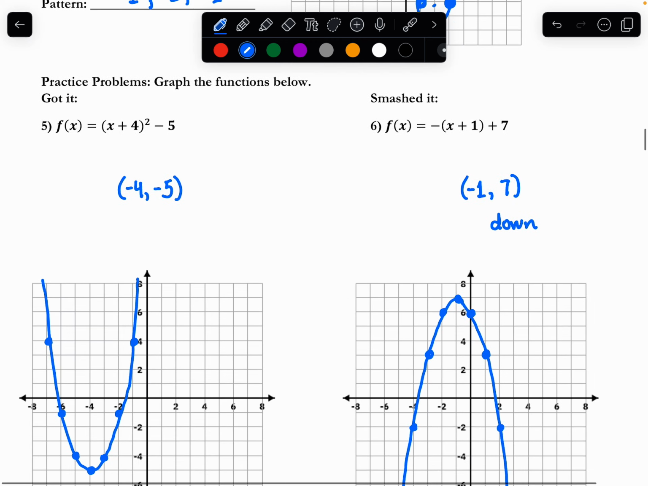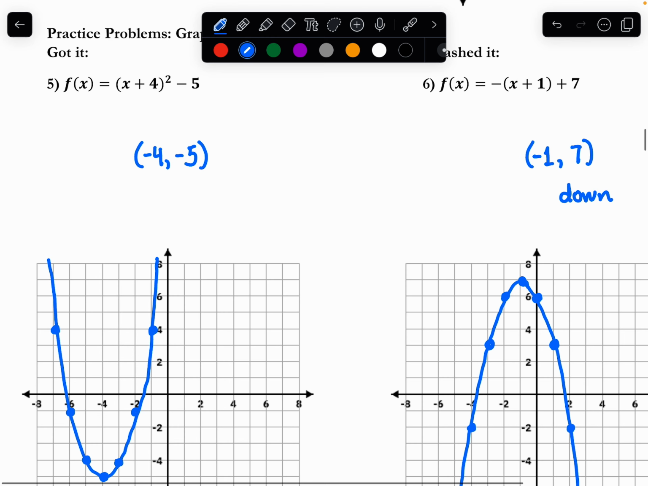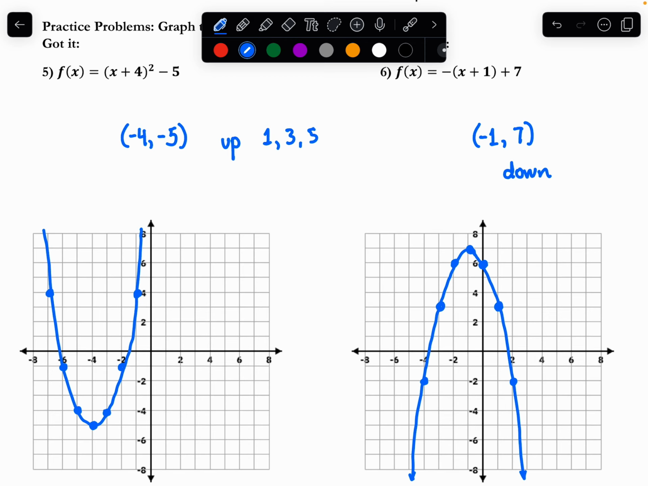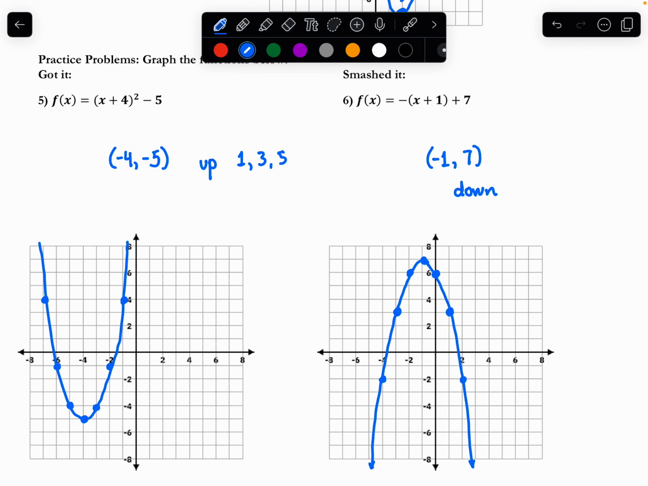All right, so looking at these two, this one is going to be at negative 4, negative 5, and it is going to open up. So it's going to go 1, 3, 5. So you could see negative 4, negative 5. Over here, we're at negative 1, positive 7, and we're opening down. So we're going to go down 1, right 1, down 3, right 1, down 5, right 1.